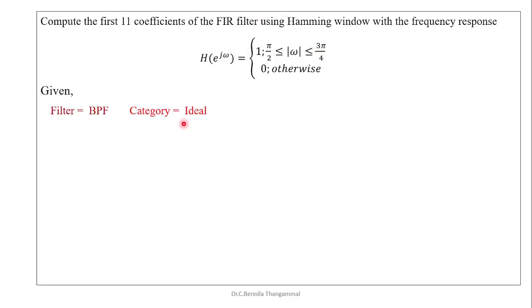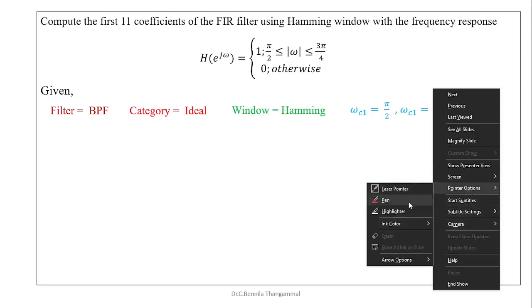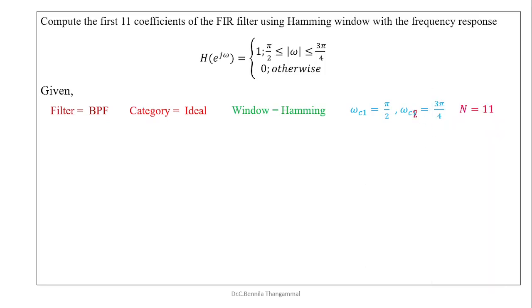The category is ideal because the value in that particular range is 1. And the window technique you are asked to use is the Hamming window, and your omega C1 is pi by 2, omega C2 is 3 pi by 4, and your N value is 11.